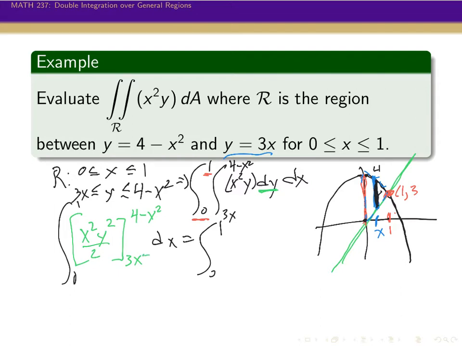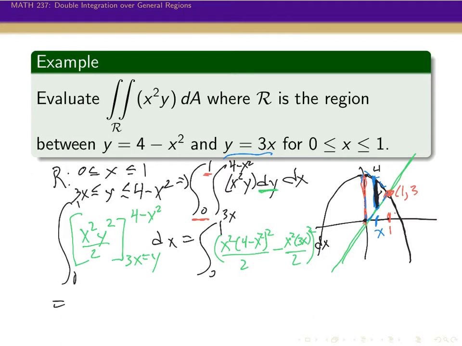These bounds are what we're plugging in for y. So we have the integral from 0 to 1 of x squared times (4 minus x squared) squared over 2, minus x squared times the quantity (3x) squared over 2. And then we're doing dx.